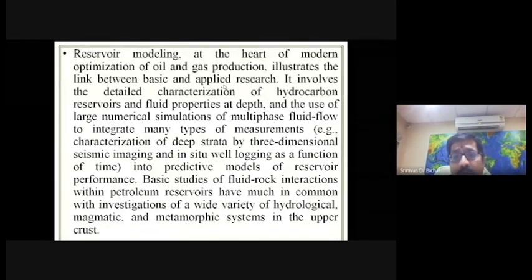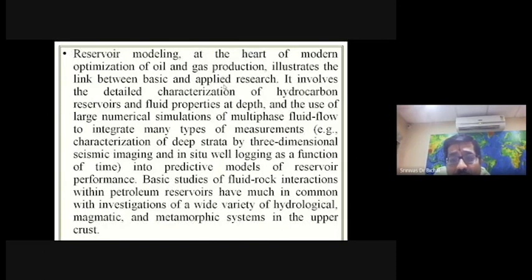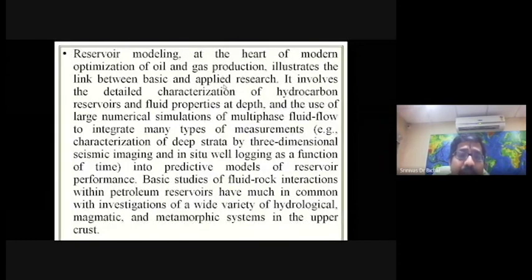Then there is something called well logging, seismic imaging, and all this data has to be fed. Geophysics plays a very important role in getting a lot of the data for variables in reservoir modeling. Seismic data is very important. Once you get seismic data, that has to be fed into the reservoir modeling.